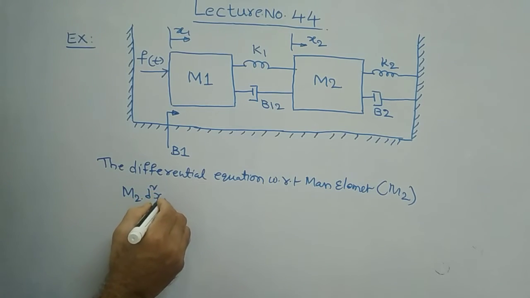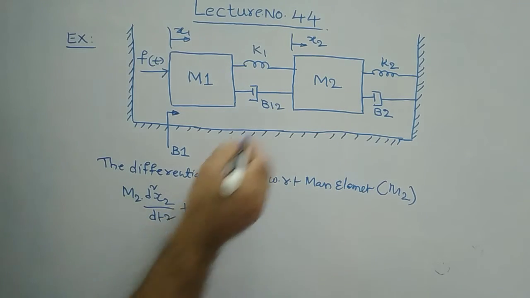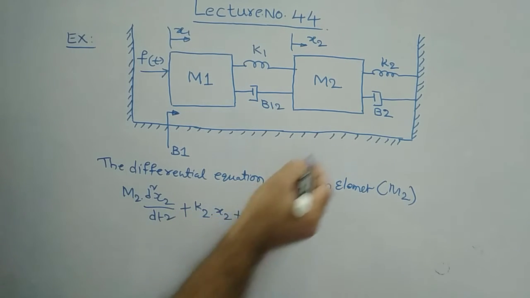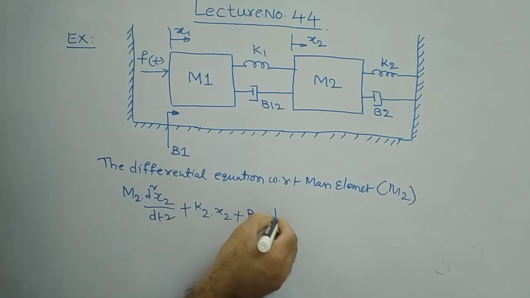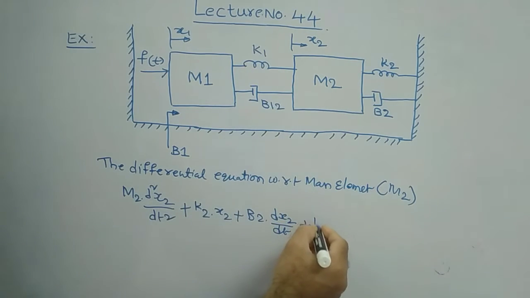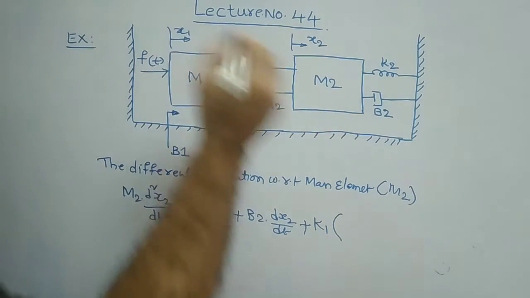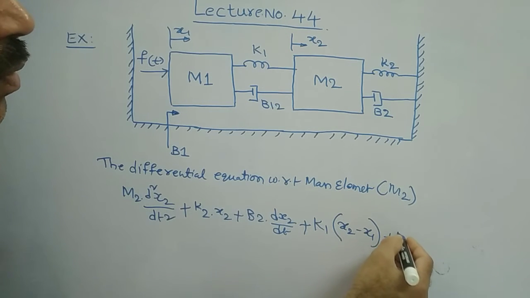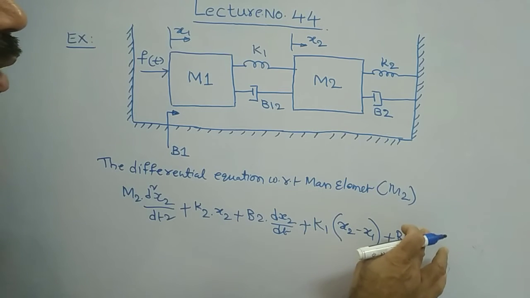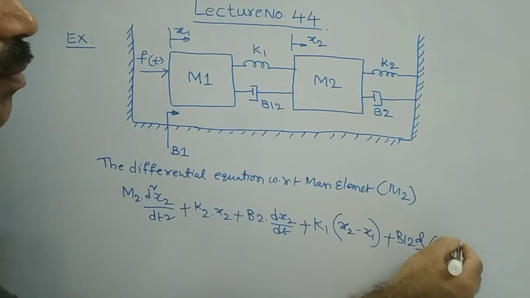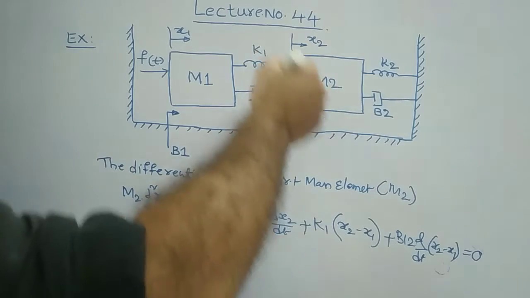d square x2 by dt square, because we have to consider the displacement x2, plus k2 into x2 plus b2 into dx2 by dt plus the common elements k1 into x2 minus x1 plus b12 into d by dt of x2 minus x1 equal to 0, because no force is there upon this.